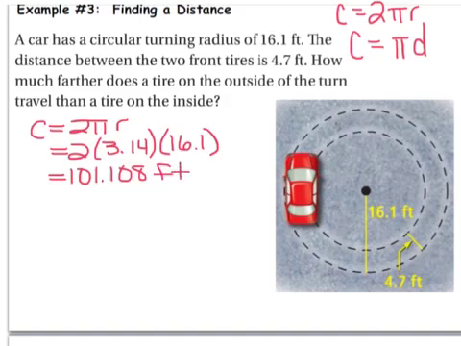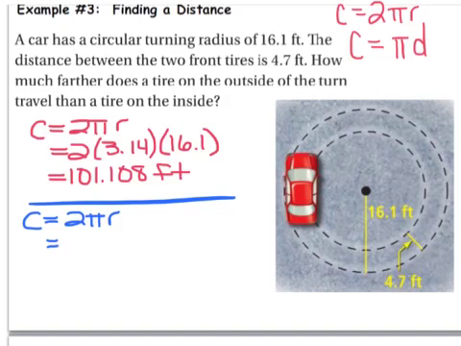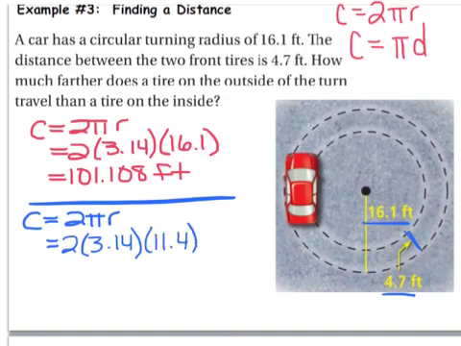Similarly, let's find the circumference of the smaller circle. Circumference is equal to 2 pi r. So 2 times 3.14. Now to find the radius of the smaller circle, we're going to need to do 16.1 minus the distance between the two wheels, which is 14.7. And that will leave us with 11.4 for the radius of the smaller circle.